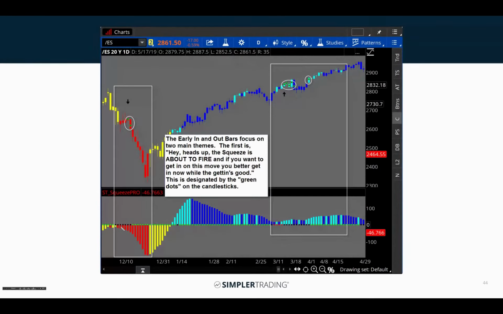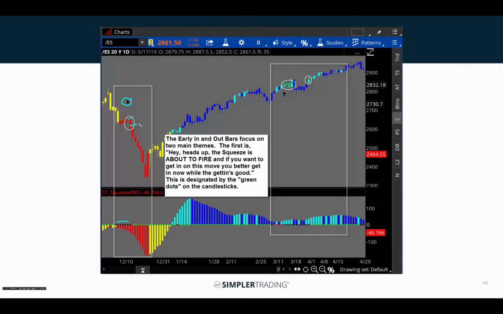So again, here we are. Here's the squeeze. Here's the arrow saying, by the way, if you're going to get in, according to the strategy after 5 dots, the signal right now is short. Great. Now, if all of a sudden you see these green dots, what that's telling you is that the squeeze is fixing to go.